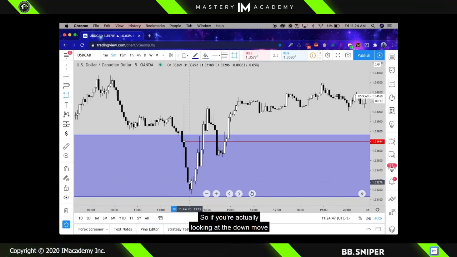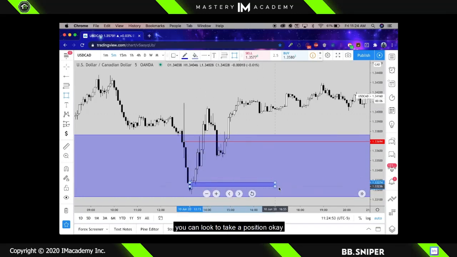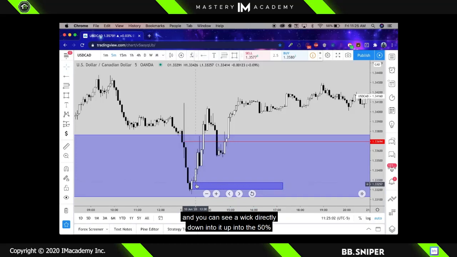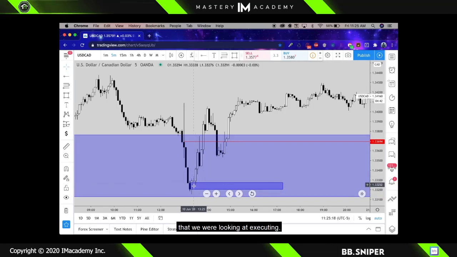So if you're looking at the down move before the up move and identify this candle here, you can look to take a position at the open of the candle, which is at the top of the blue, and you can see it wick directly down into it, up into the 50% or the bottom, right? With a stop directly below the low. You can see that's going to be about a 5 to 6 pip stop loss, right? That would have been the first position that we were looking at executing.